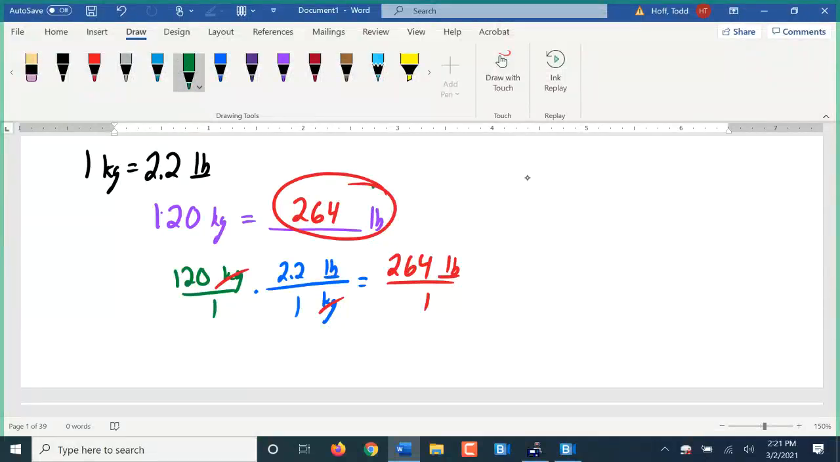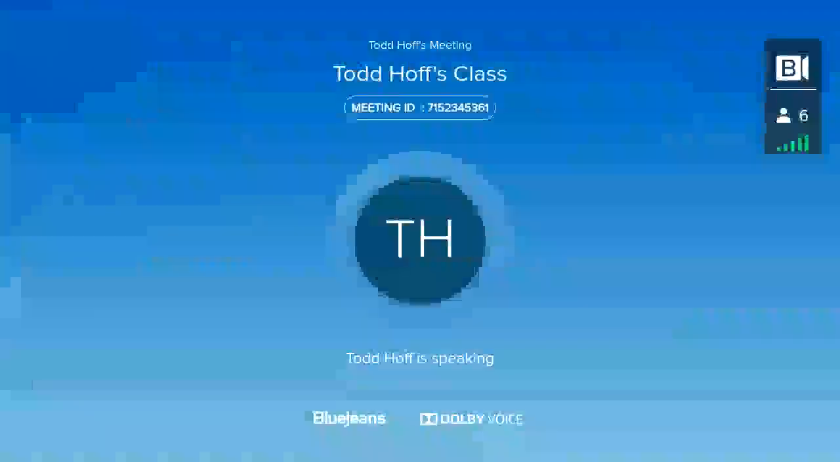Or, let's go the other direction. Someone that's 300 pounds, let's see what they are in kilograms. So 300 over 1. Oops, looks like my screen share stopped. Let me see what happened there. Let me re-go in. It looks like it's still not going.